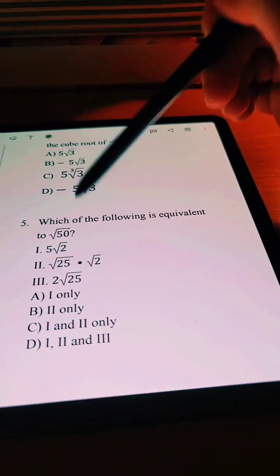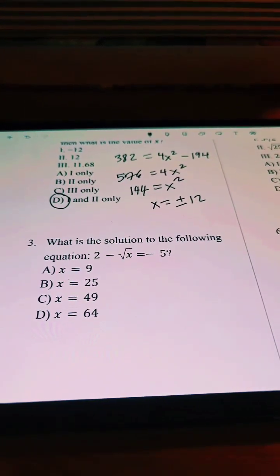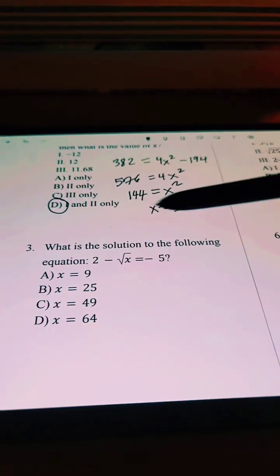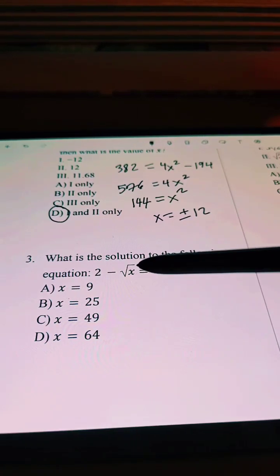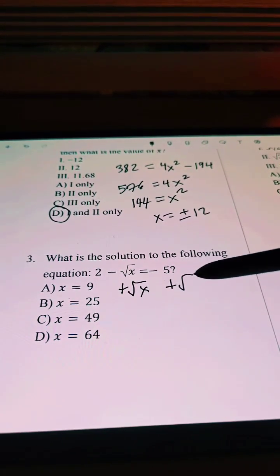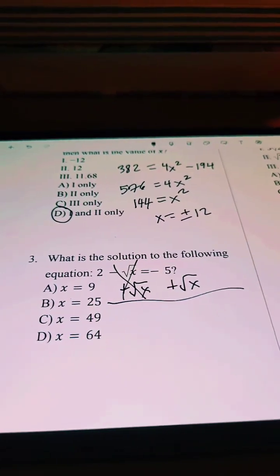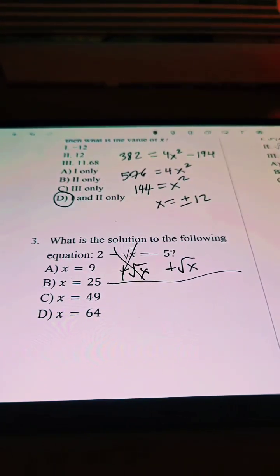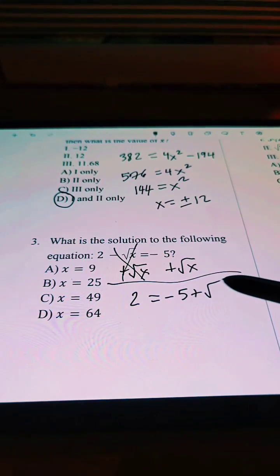Okay, so now let's go to, I almost skipped number 3. Number 3 over here. What is the solution to the following equation? So let's try and get x by itself. Most people would probably be best off actually moving this over so they don't have to deal with the whole negative situation. So I'm going to do that first, but you can go about it differently if you want. That's going to leave you with 2 over here is equal to negative 5 plus root x.